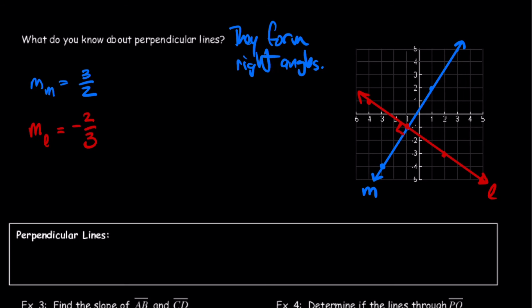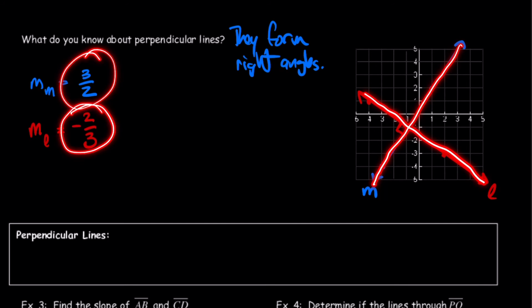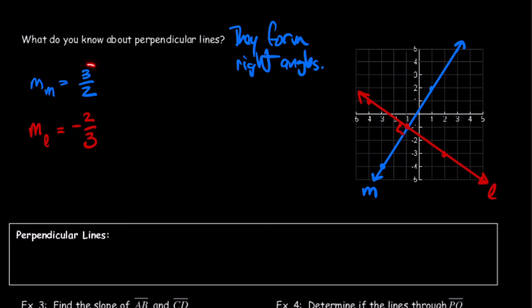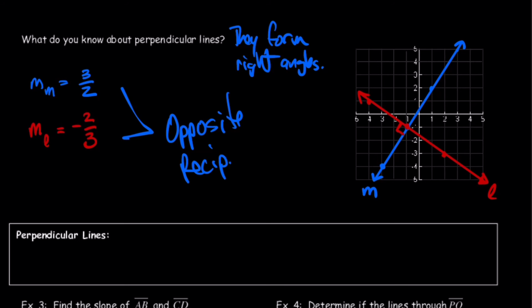Well, clearly, these are not equal. So what makes these perpendicular? Well, how would you describe these two fractions right here? They both have a 3. They both have a 2. One's positive, one's negative, and it looks like I flipped the one fraction to get the other. We call these opposite reciprocals.